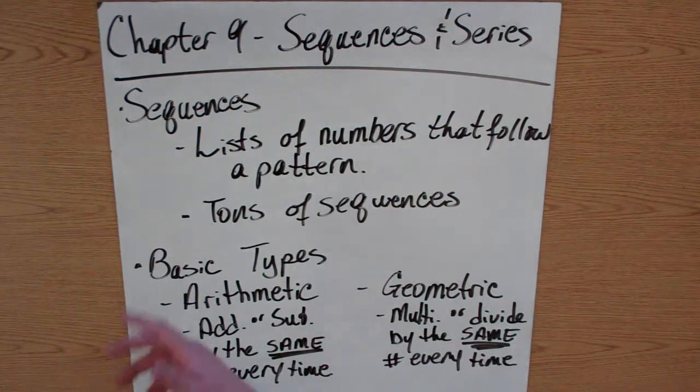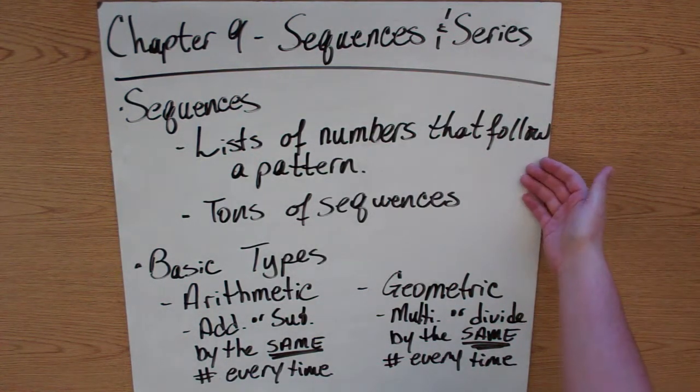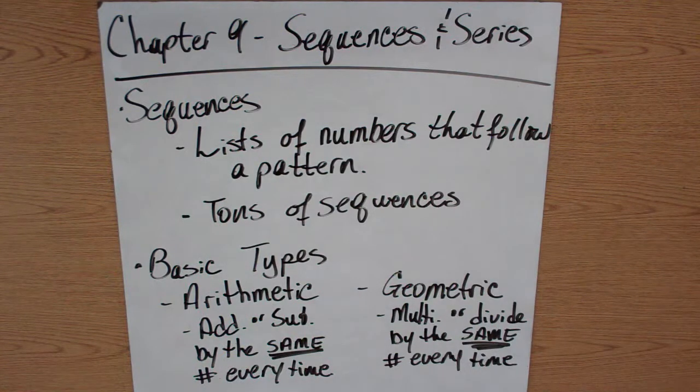Alright, sequences. What is a sequence? A sequence is a list of numbers that follow a pattern. There are tons of sequences, but there are two basic types. Your first basic type is an arithmetic sequence. It's where you add or subtract by the same, important word there, same number every time.